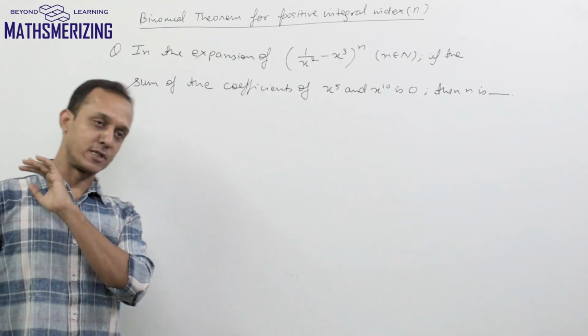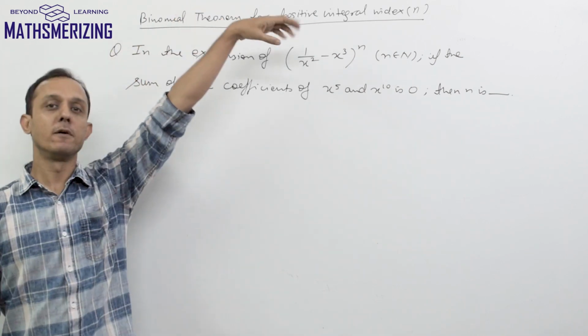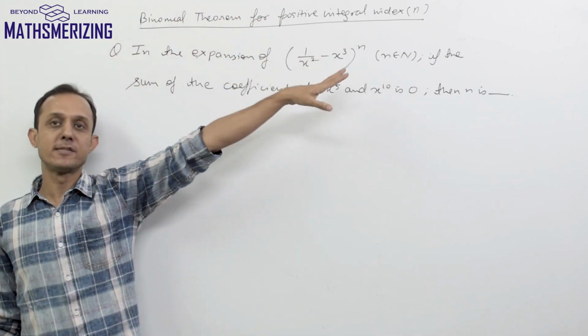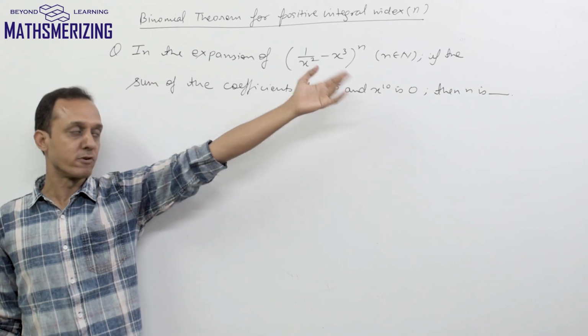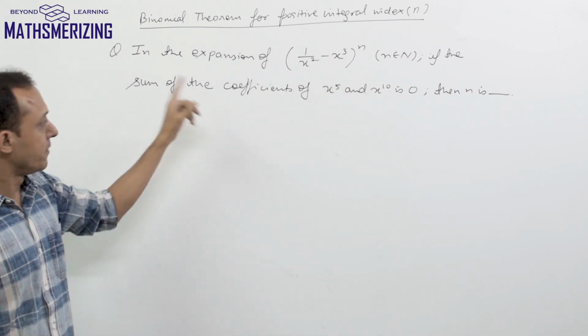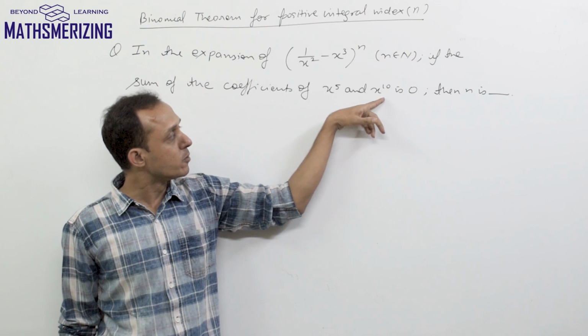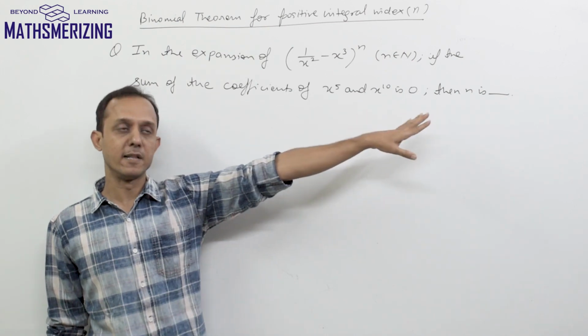So let us take up another question, which is: if in the expansion of (1 upon x square minus x cube) to the power n, where n is any natural number, the sum of the coefficients of x to the power 5 and x to the power 10 is 0, then we need to find the value of n.